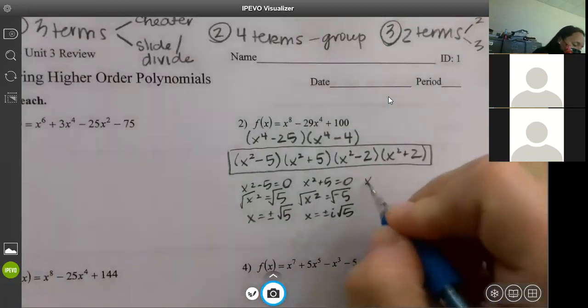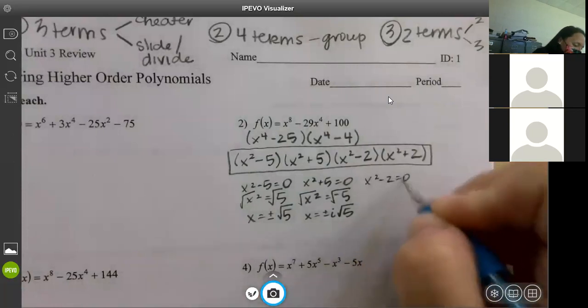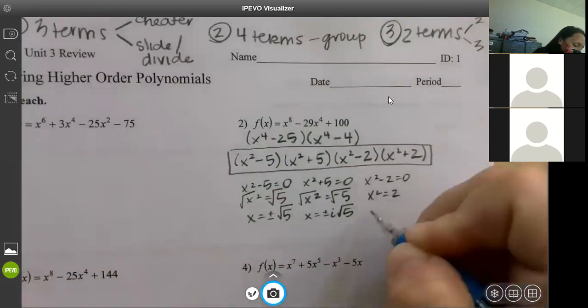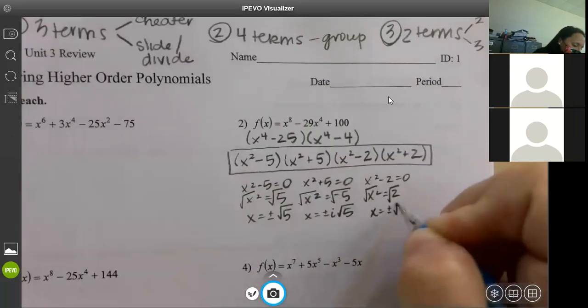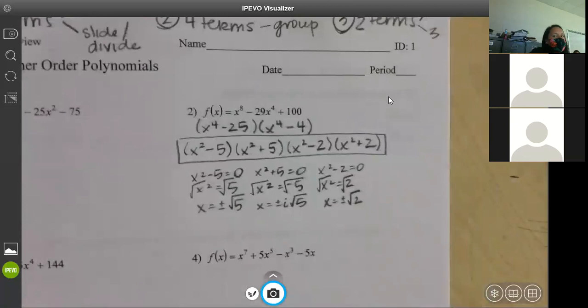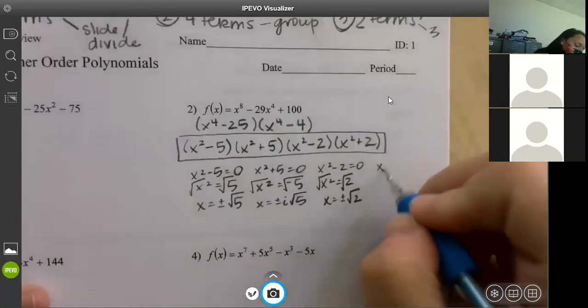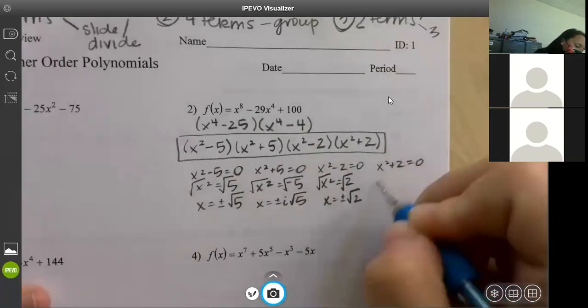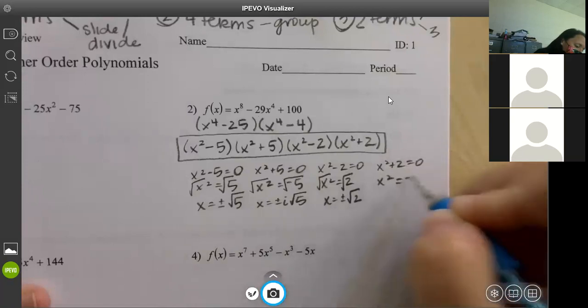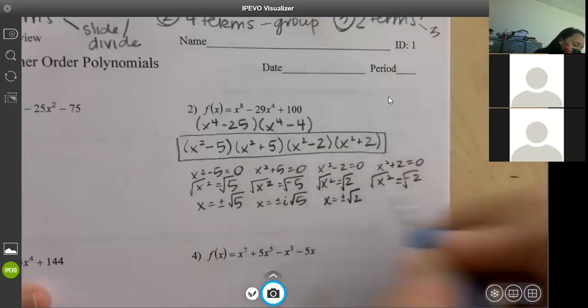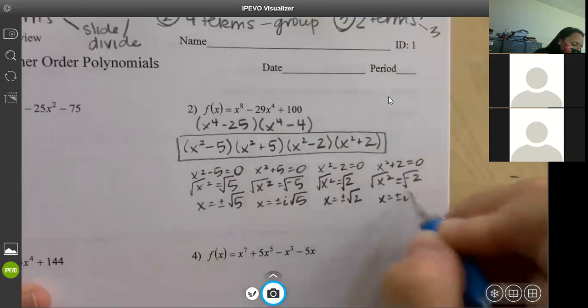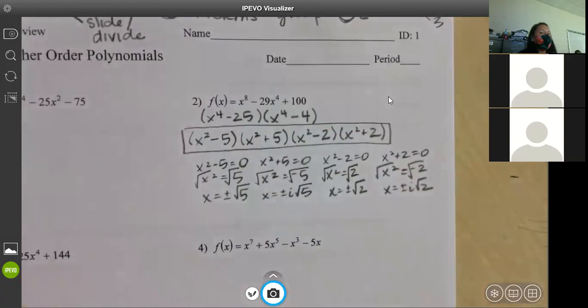If we're solving the other ones, x squared minus 2 equals 0. We would add 2, take the square root. We can't simplify it, so plus or minus square root 2. Subtract 2. We can't have a negative, so plus or minus i square root 2. Those are your 8 answers. Is everybody okay with that? Those are the easy ones to solve.